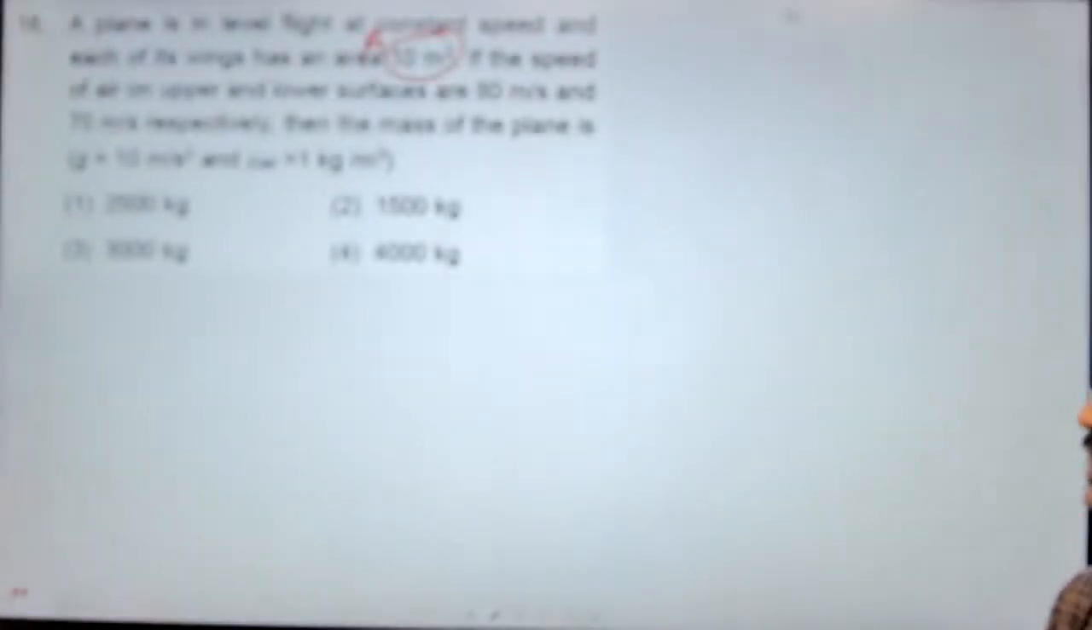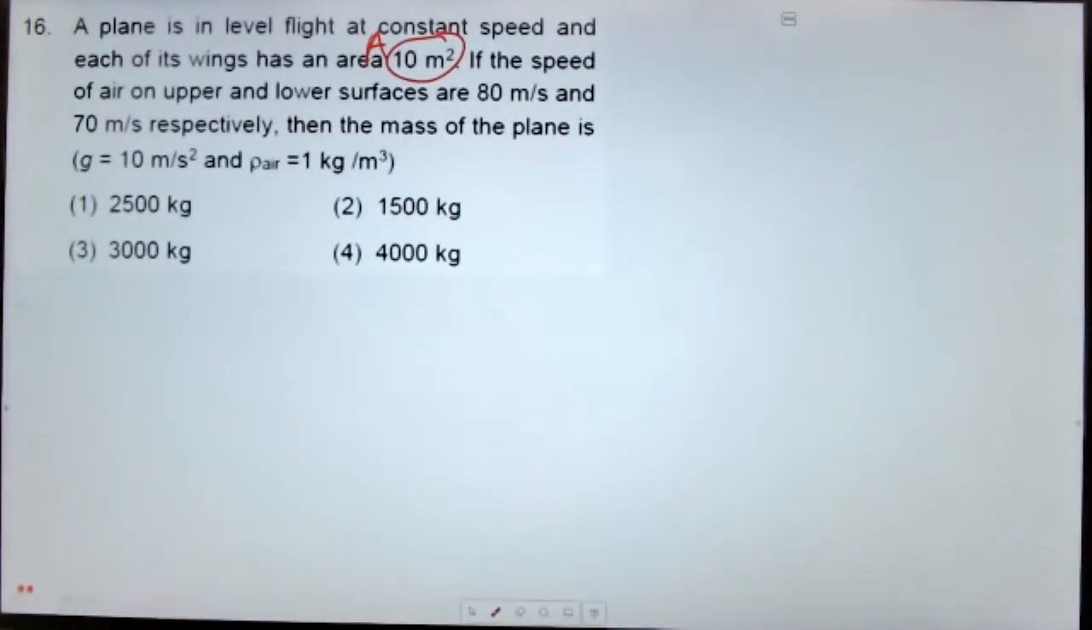Next one. A plane is in level flight at constant speed. Each of its wings has area 10 meters square. So the area is given. If the speed of air on the upper and lower surface of the wing is 80 meter per second and 70 meter per second respectively, then the mass of the plane is.